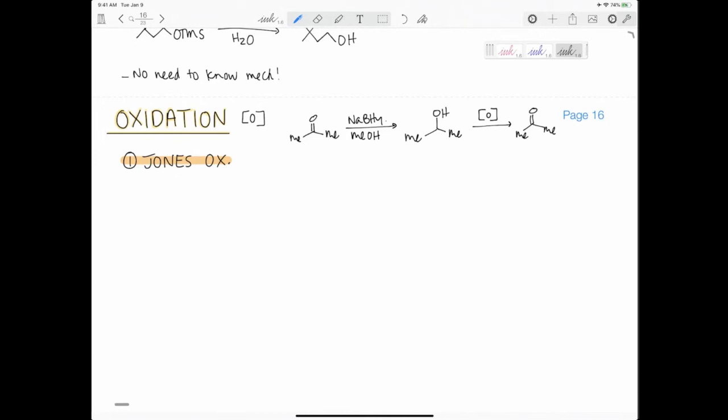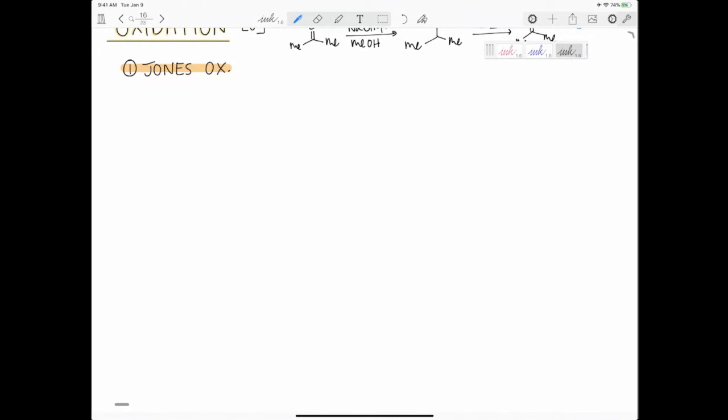Okay, so the first one we're going to talk about is Jones oxidation. I'm going to use the same example from before. This is a secondary alcohol. If I oxidize it with Na2Cr2O7, you might see K2Cr2O7, these are all the same thing. You might even see CrO3, usually done with water and acid. What you get would be a ketone because you're working with a secondary alcohol.